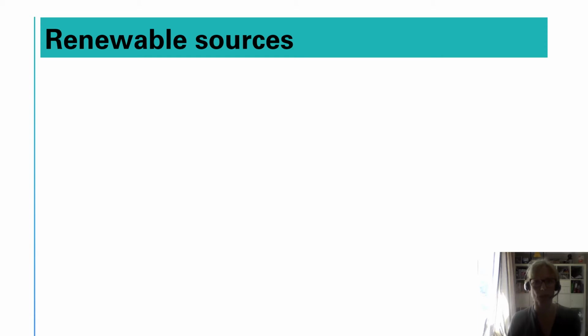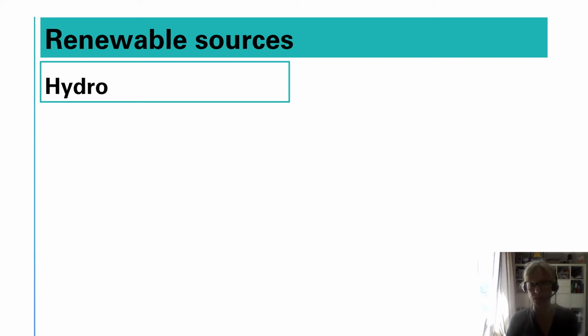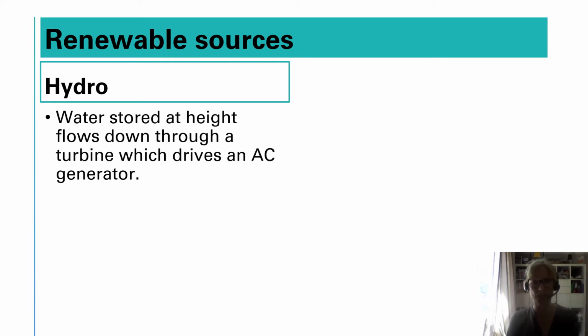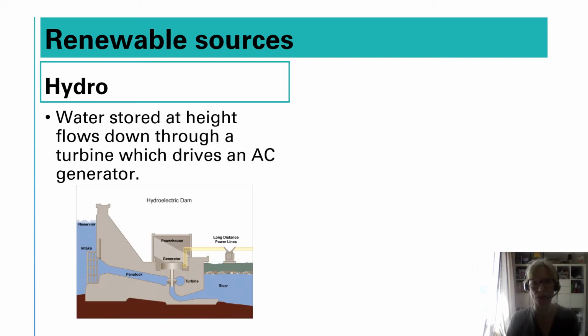So going on to renewable. These are the ones that I was talking about that occur in nature. So hydroelectric power, that is water that is stored at a height, so in a reservoir, and it flows down through a turbine, which then drives an AC generator. So here's your reservoir of water up here, and this moves through this channel, driving this turbine, and you can see the generator here, and that generates your power.